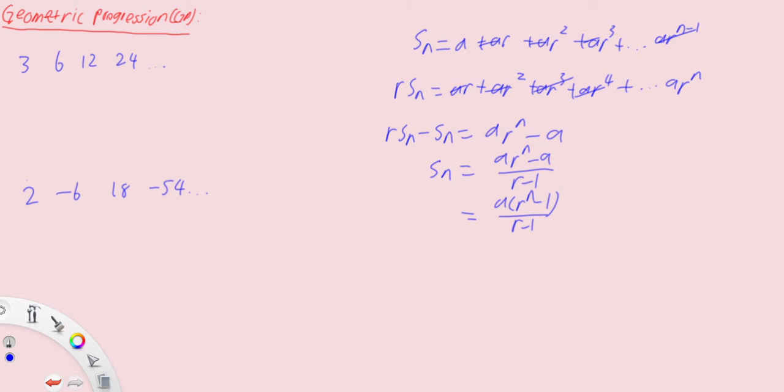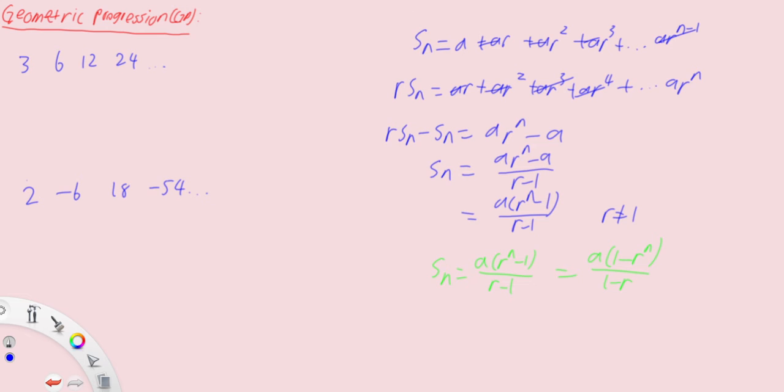Obviously, r cannot be 1, right? Because if r equals 1, then this side will become 0. So this formula is only valid for r not equal to 1. Okay? So there we have the general formula. We're gonna write that in green now so that we can easily see: a(r^n minus 1) over (r minus 1), which also equals a(1 minus r^n) over (1 minus r). Basically just taking the negative of both sides.